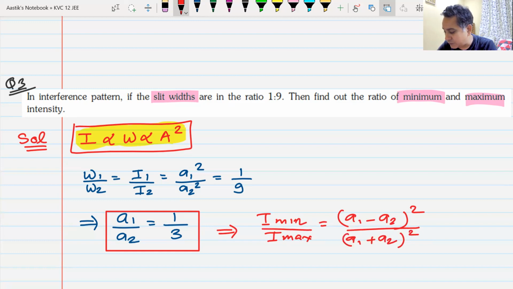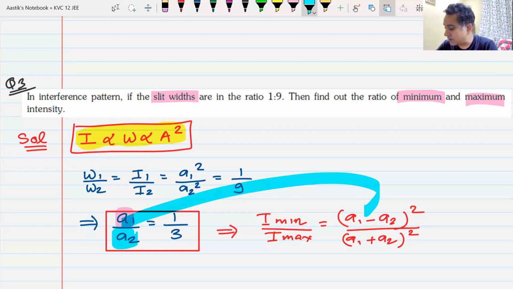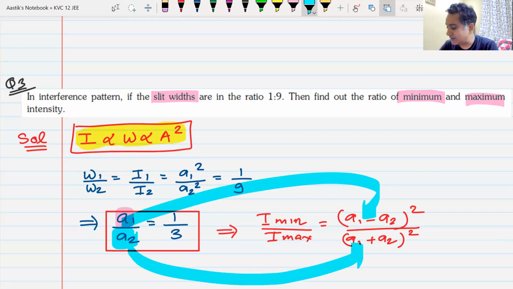I will not solve it for you. So basically what you do is you either get A1 in terms of A2, which is simpler, or A2 in terms of A1. Put the values of A1 and A2 in this equation and get the value of I min by I max. Can you do that? Yes or no? Yes, sure.